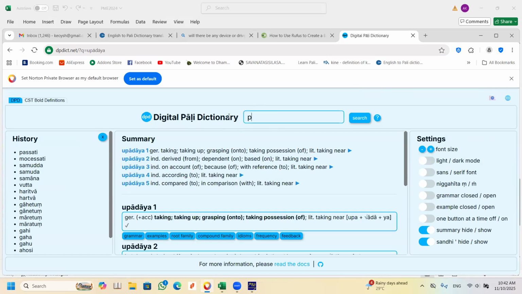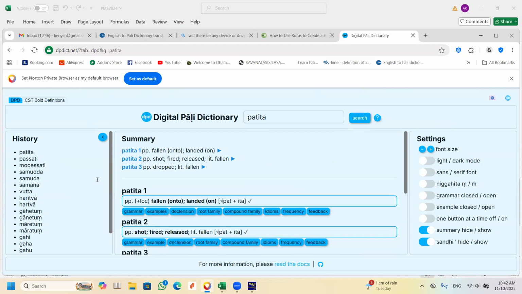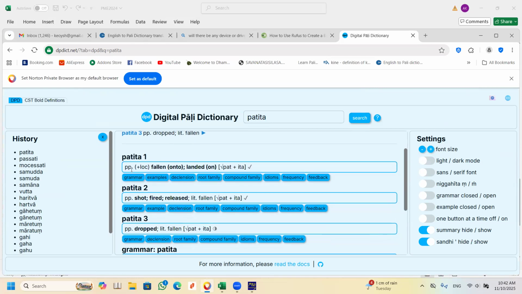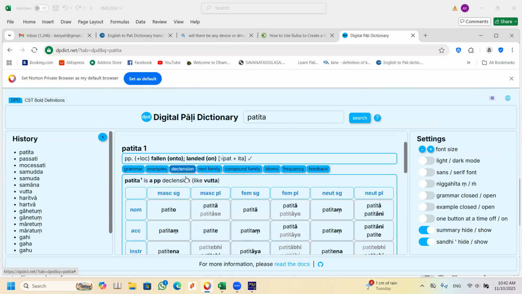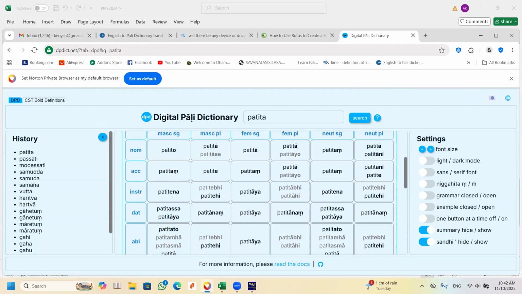This is to confirm whether it is a long A or not. Sometimes I also cannot remember. So this is exactly how we construct it. If we take patita, that means this is a past participle already, fallen. If you're not sure, and you want to put it in accusative form, this is the GCN accusative form.